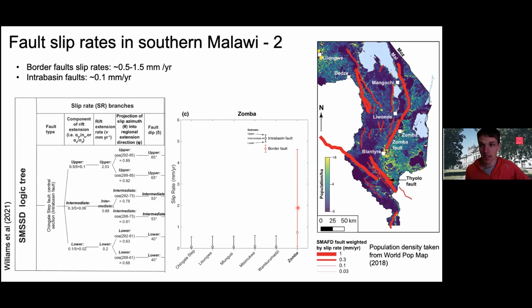But in the meantime, it's quite useful because we've defined the slip rates on all the faults in this network in a self-consistent way. And it can allow us to identify maybe the most dangerous faults in Malawi in terms of faults which have a high slip rate and are close to densely populated regions.